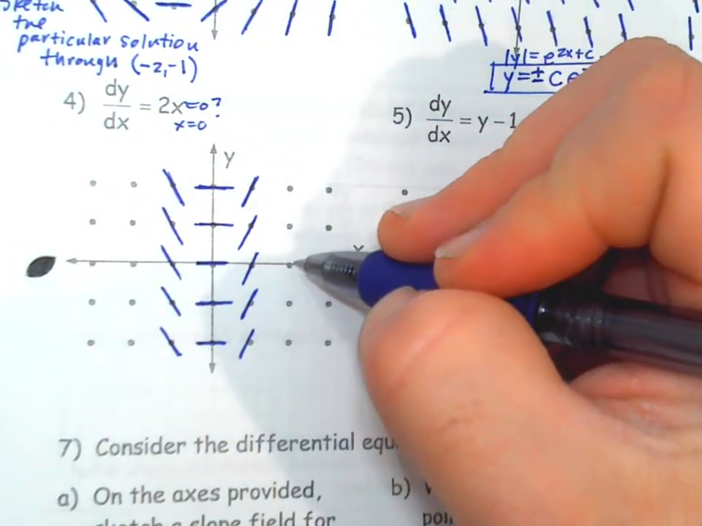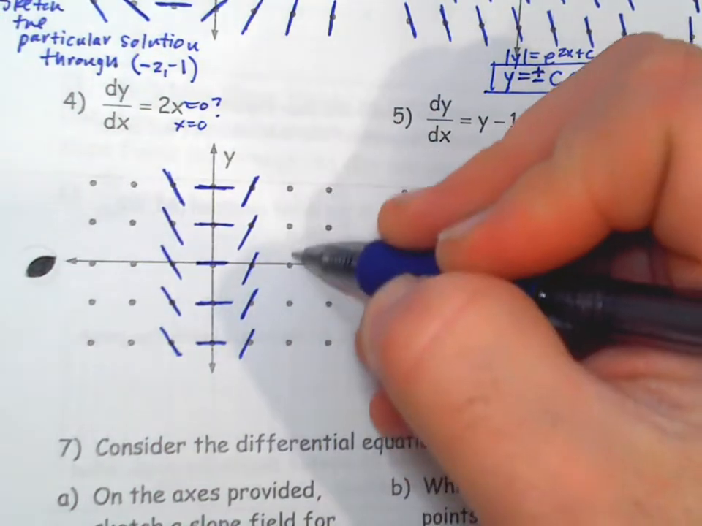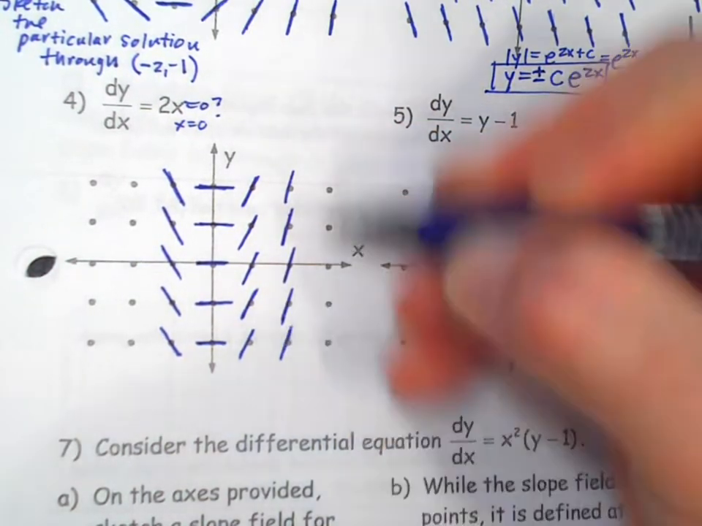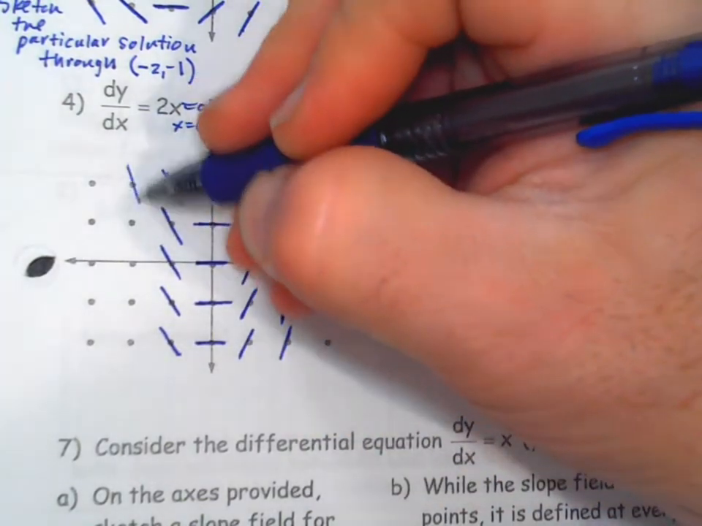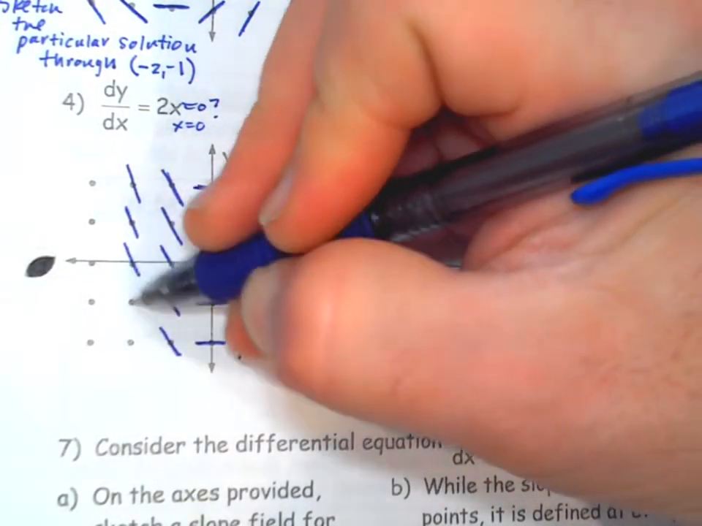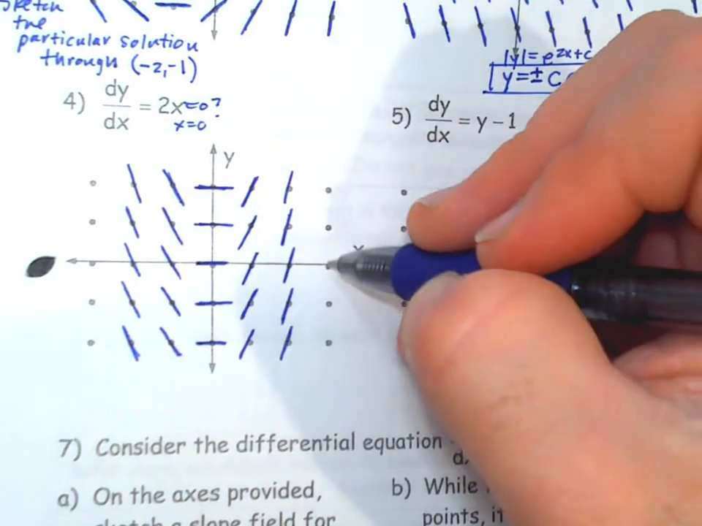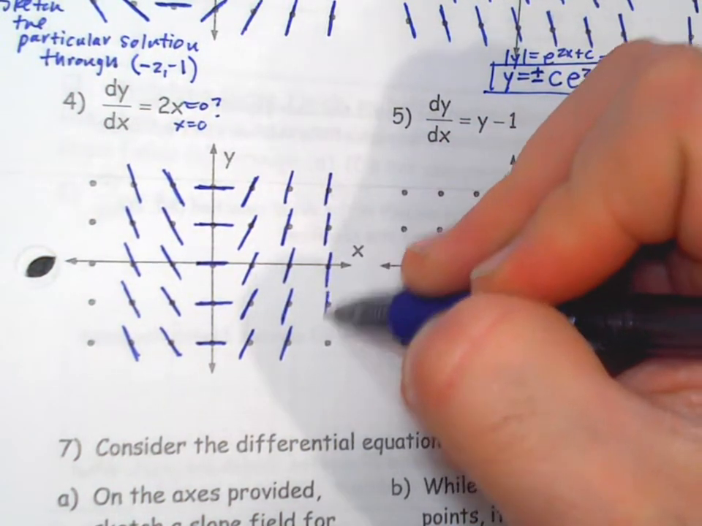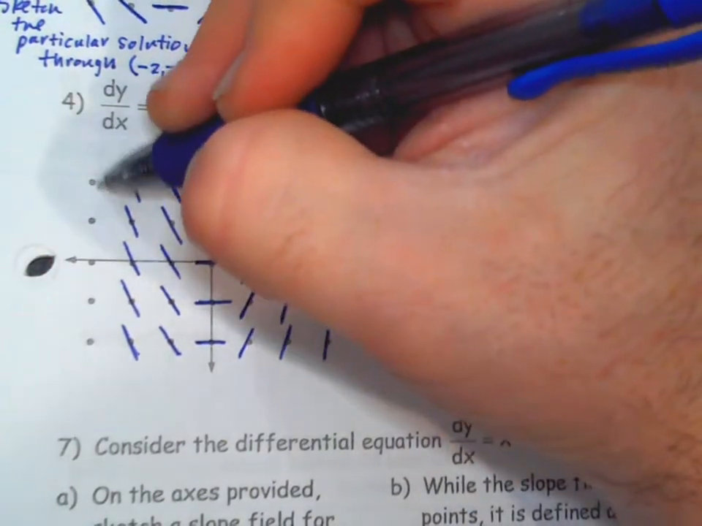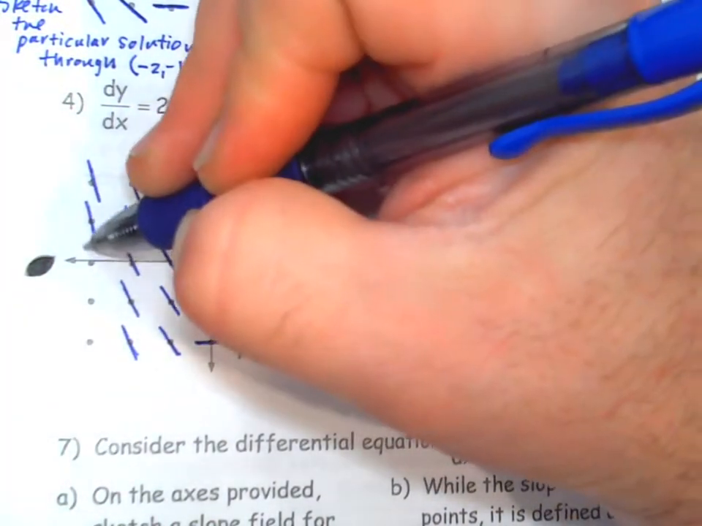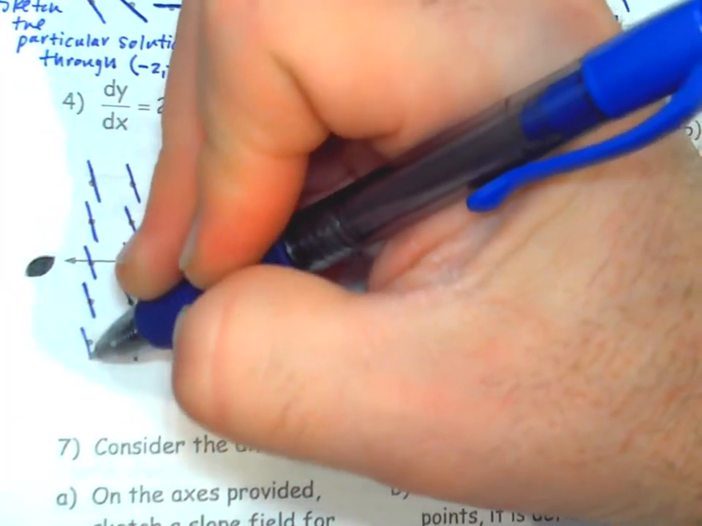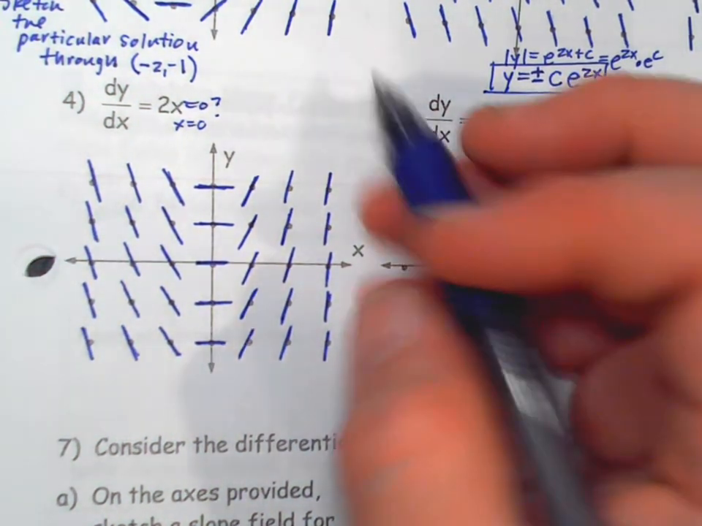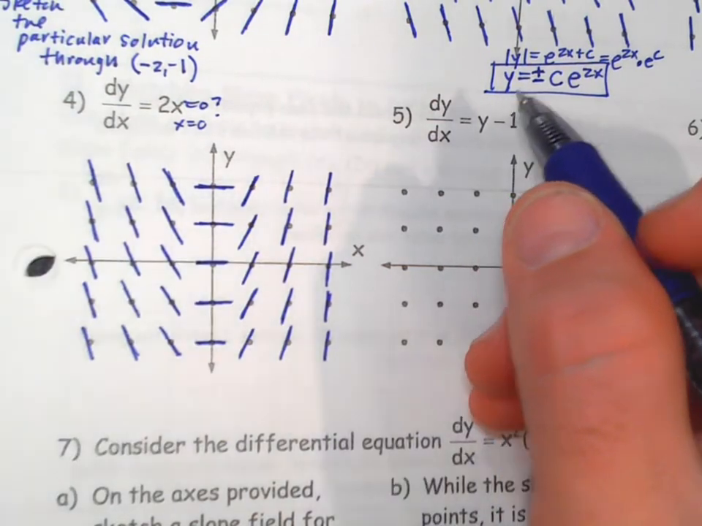When x is 2, you get a slope of 4. -4. 3, it's a slope of 6, so it's even steeper. So they kind of look like parabolas, maybe, kind of looks like that graph. So let's see if we can solve it.